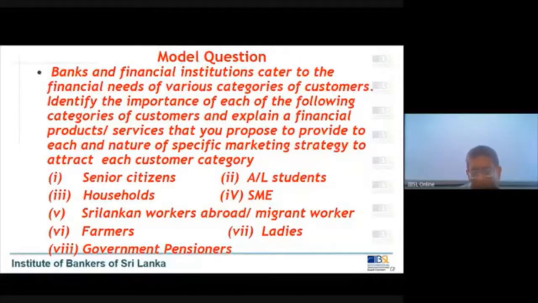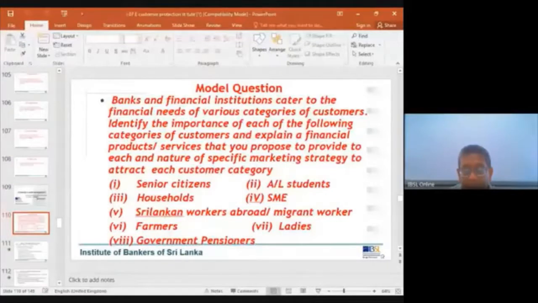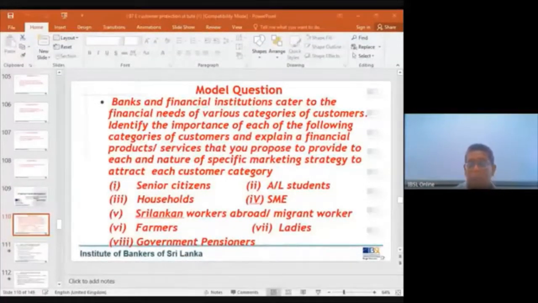First, we look at farmers. We'll take one example, farmers. Now, why are farmers important to banks? That's the first question. You know, Sri Lanka is an agricultural-based country, so our economy is purely based on agriculture. Farmers make a valuable contribution to fostering the economy. That is the first point, the importance of this segment to banks, because they are the people who contribute to the national economy, as Sri Lanka is an agriculture-based economy.